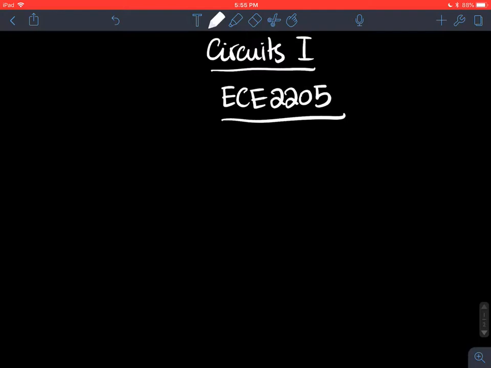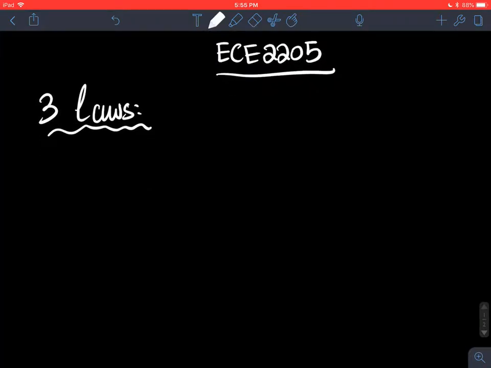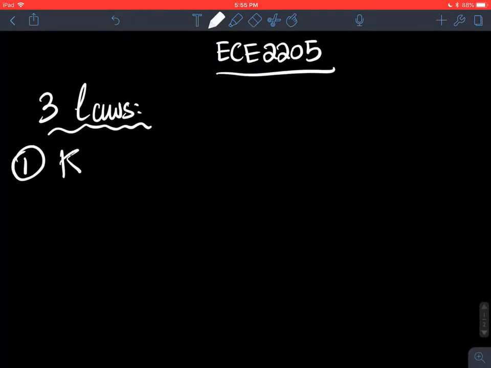So basically, there are three fundamental laws that you should have embedded in your brain, so they should become sort of like second nature for you. No matter how complicated a circuit gets, you're still gonna use at least two of these three laws or rules. So the first one, it's Kirchhoff's current law.